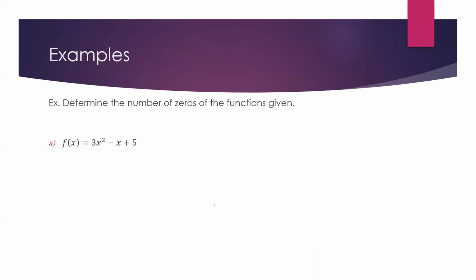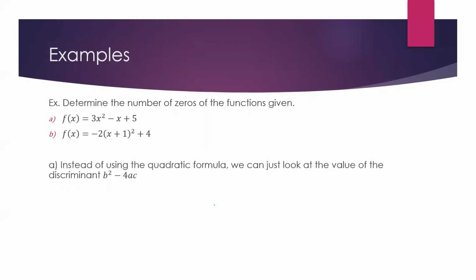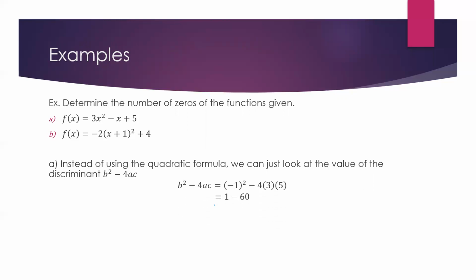So if you're just asked to find the number of zeros of a function, you could use the quadratic formula to find the solutions, but there's no point in doing that. What I would do is simply use the discriminant test for the first one, since it's in standard form, and you sub it into b squared minus 4ac, and check if it's positive, negative, or zero. In this case, we take -1 squared minus 4 times 3 times 5. Be careful with the signs. You end up getting -59, which means there is no solution.